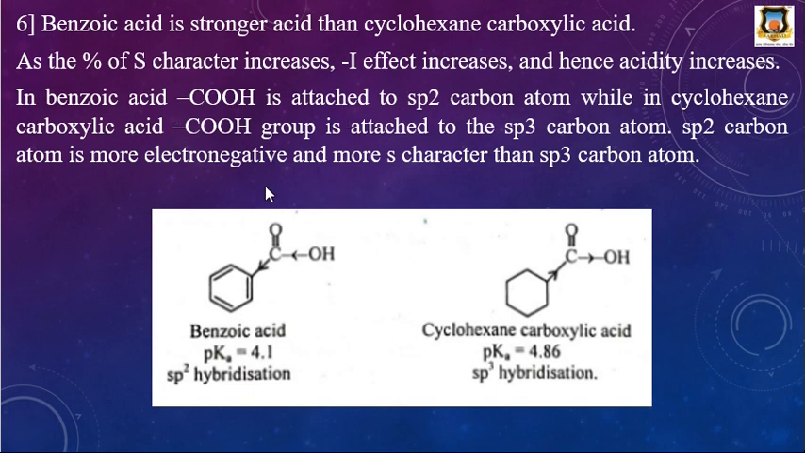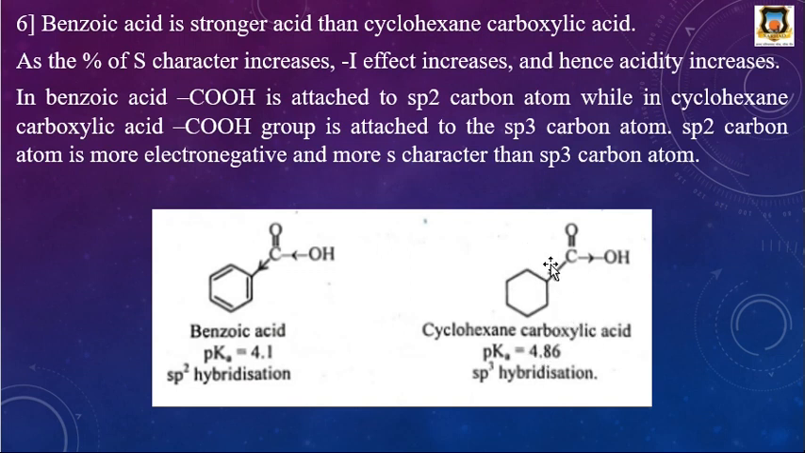Therefore, in benzoic acid the COOH group is attached to an sp2 carbon atom, while in cyclohexane carboxylic acid the COOH group is attached to an sp3 carbon atom. This carbon is more electronegative, and it assists the easy dissociation of the OH bond. Also, it stabilizes the conjugate base more than in cyclohexane carboxylic acid.